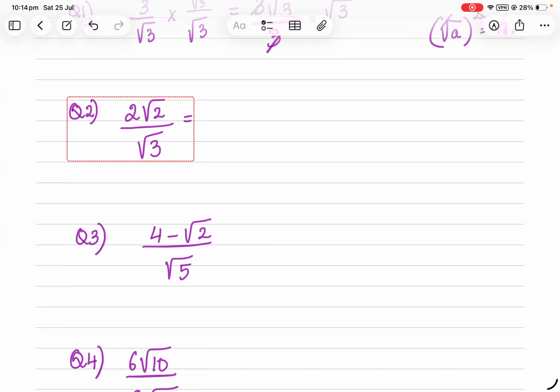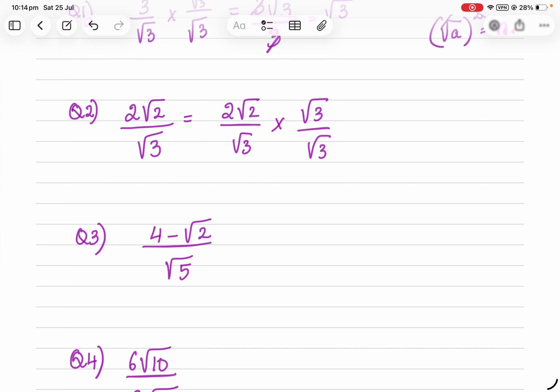Here, you have to eliminate the square root of 3 again. So what are you going to do? Multiply and divide by square root of 3. These are simple monomial denominators, which means you only have one term in the denominator. So this is much easier.